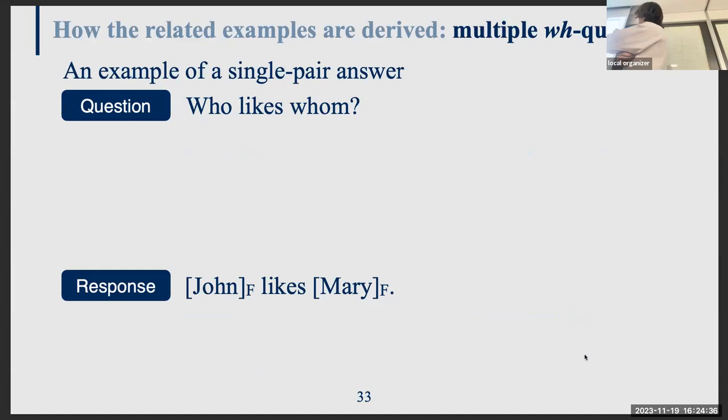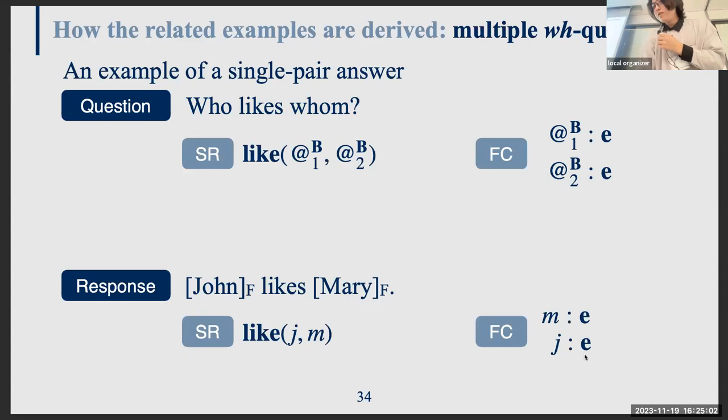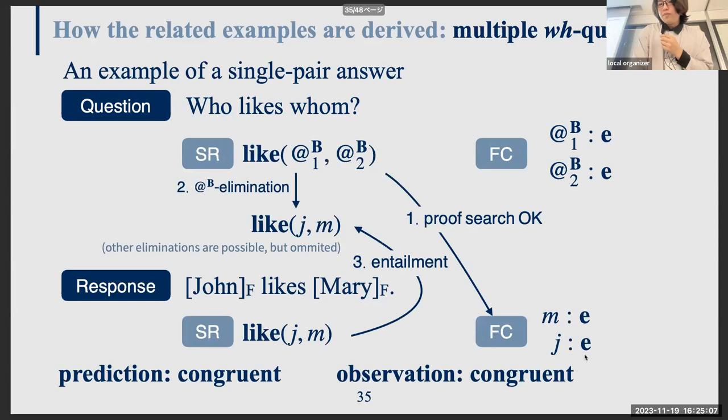Next, this is an example of a single pair answer to a multiple wh-question. In this case, a congruent answer must take the following focus pattern. So this is a congruent case, and the representations follow, and all processes are performed successfully. So the prediction is congruent, and that works.